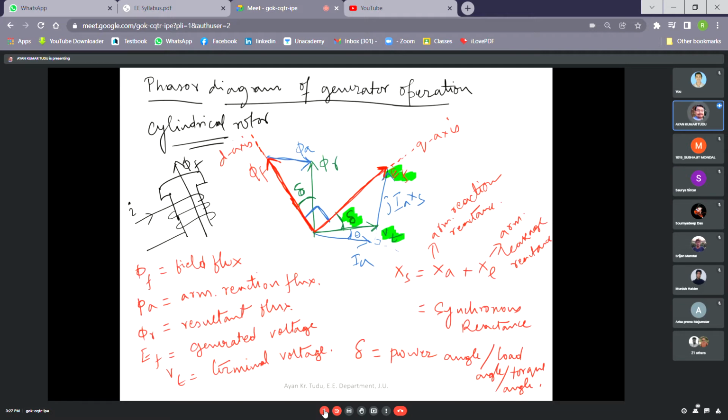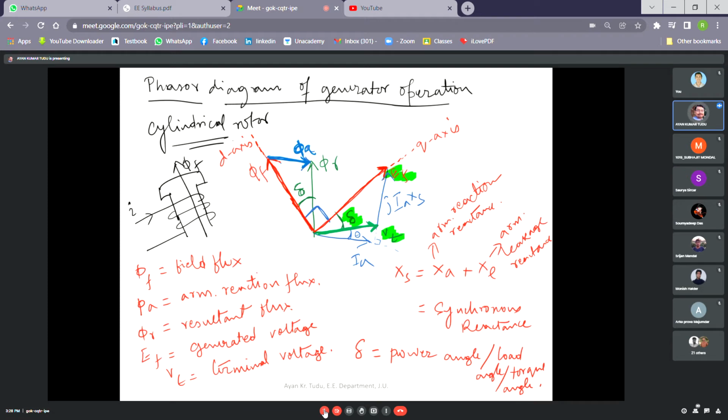Now phi a. We have taken the voltage Vt as the reference, as you can see here. So this is Vt, and Vt is lagged by the current Ia. If current Ia is in this direction, we saw that the armature reaction flux is in phase with the current. So if Ia is in this direction, the armature reaction flux would also be in the same direction. So this is our phi a, as you can see here.